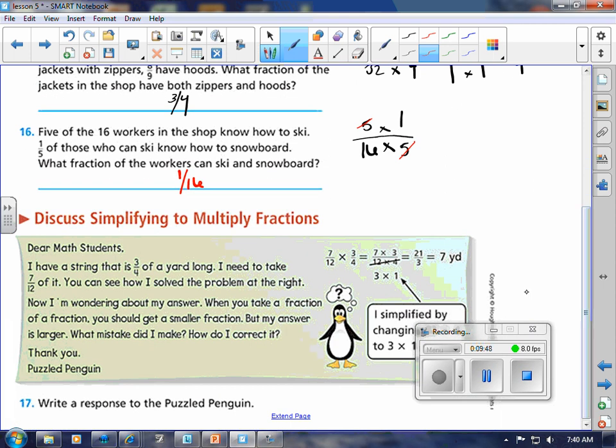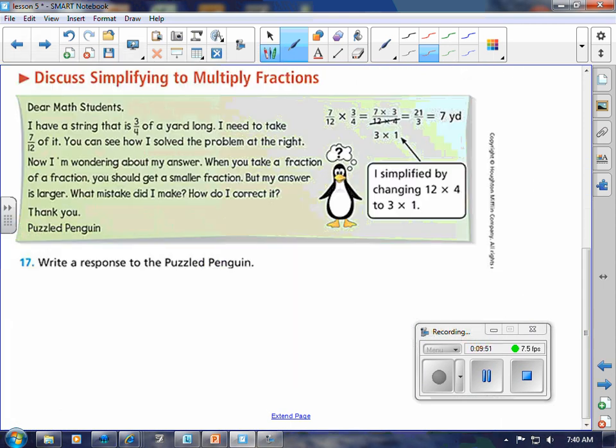Okay. I want you guys to respond to Puzzled Penguin. I'll read it to you if you need it. If not, you can fast forward onto the next page.